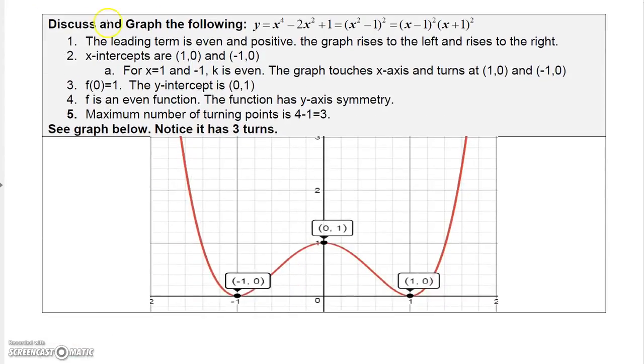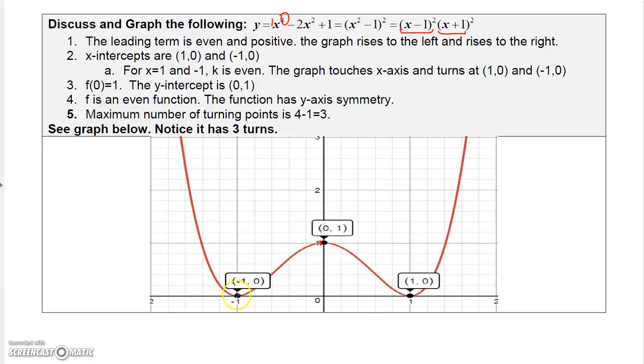And so the next one, I'll go through it real quick. In this term, the exponent is even, and of course the coefficient is positive, so the graph rises to the left and rises to the right. The x-intercepts are (1, 0) and (negative 1, 0), so you can plot those on the graph. If you go back and look at this, you get even multiplicity for both 1 and negative 1. So we know the graph touches the x-axis and turns at both of those. And f of 0 is 1, so we plot that.